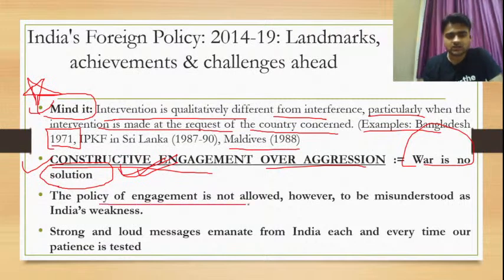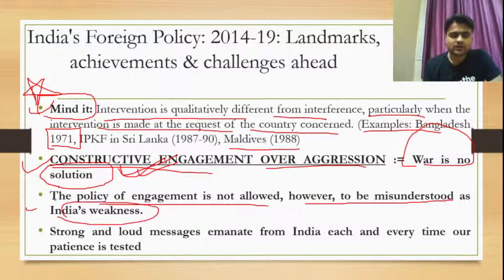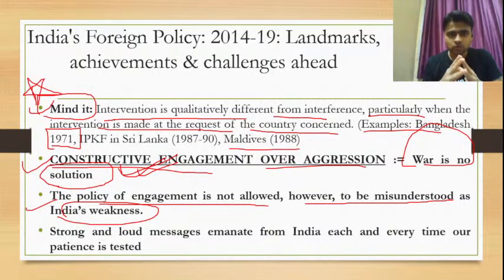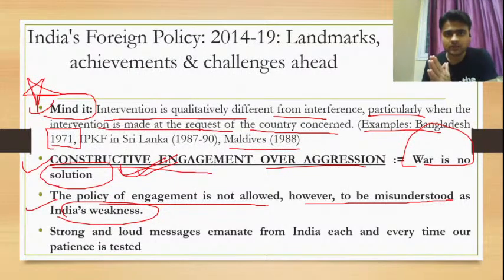The policy of engagement is not allowed, however, to be misunderstood as India's weakness. Very very important. If we are not resorting to war, that doesn't mean that you should consider us as weak. The only thing is that we are a peace loving nation and we believe in mutual respect, understanding and peace and prosperity for all. That is Vasudhaiva Kutumbakam. This is the reason that we believe in a policy of constructive engagement and not aggression. That should not be construed as our weakness. That is the important point.